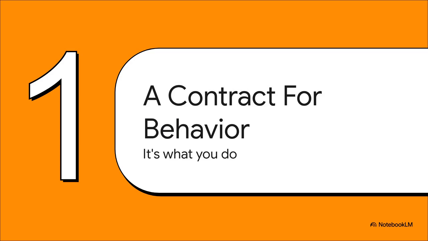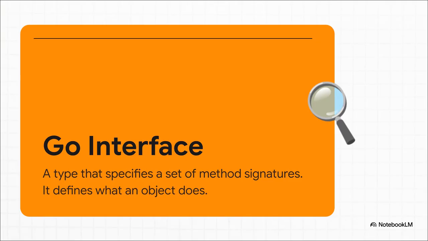All right, so this entire concept boils down to one really powerful idea. In Go, we don't really care so much about what something is. What we really care about is what it does. And that's what we mean when we talk about a contract for behavior. So what is an interface, really?